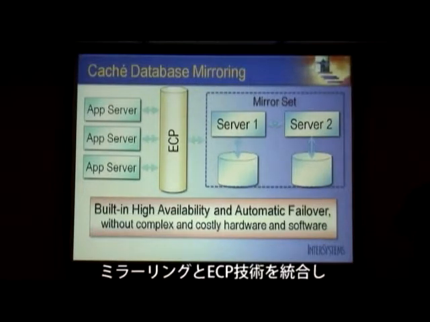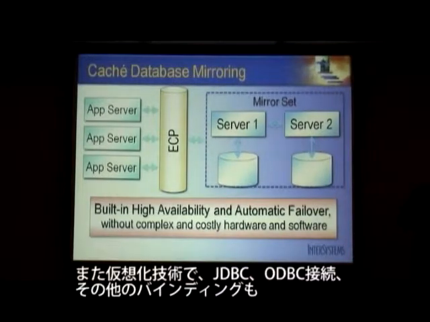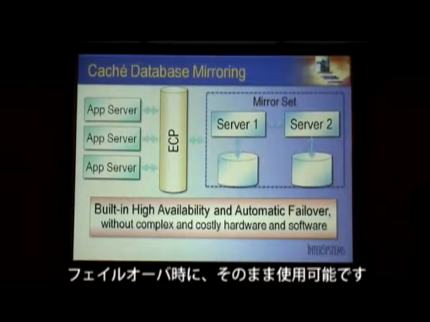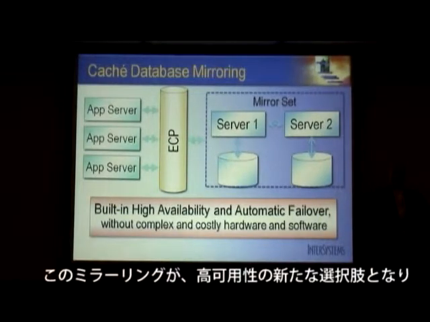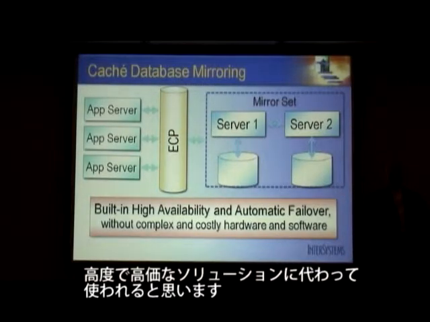We've integrated mirror failover with our ECP technology, and we've also provided our own virtual IP technology so that ODBC connections, JDBC connections, any of the cache bindings can survive such failover from one mirror member to another. We think that mirroring provides a really interesting new alternative for high availability, and we think that many people will elect to use this over more sophisticated and much more expensive solutions.